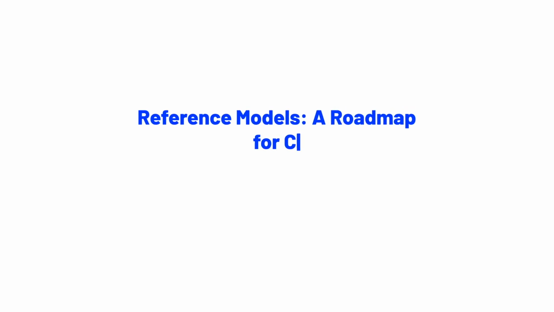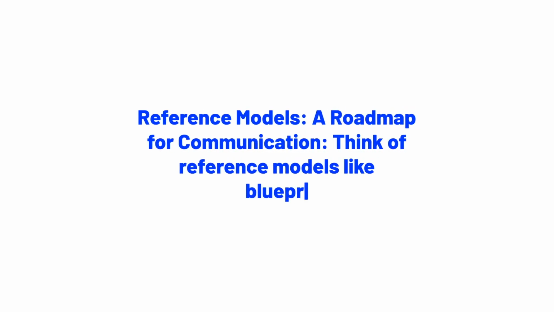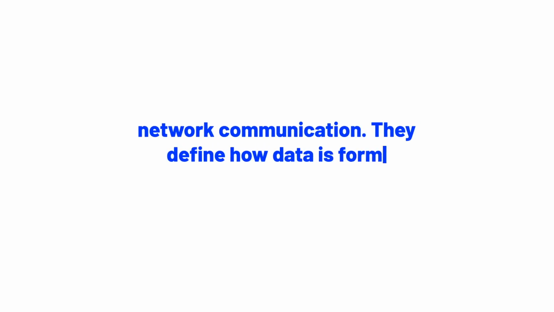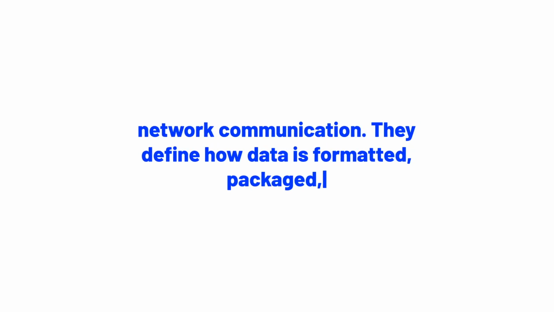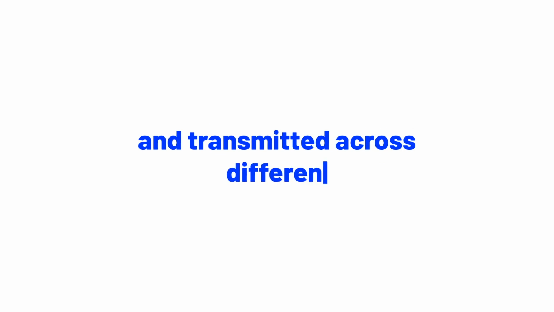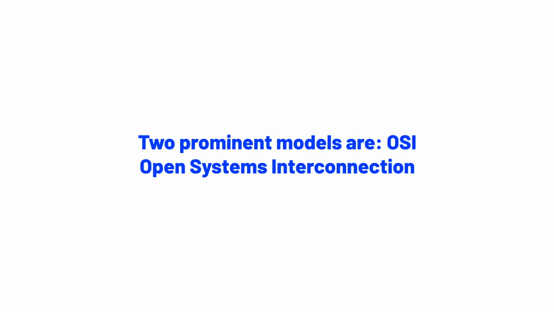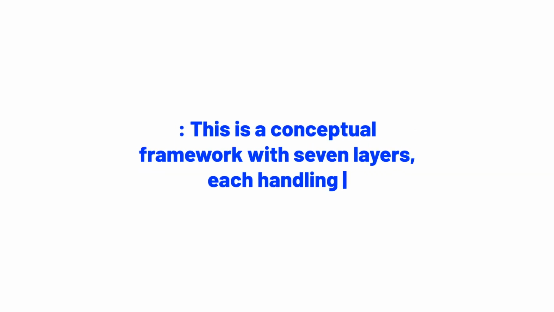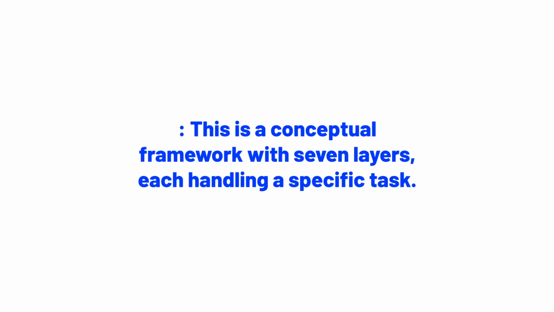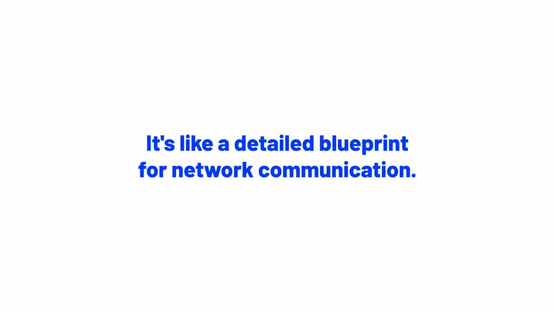Reference models, a roadmap for communication. Think of reference models like blueprints for network communication. They define how data is formatted, packaged, and transmitted across different devices. Two prominent models are OSI, Open Systems Interconnection. This is a conceptual framework with 7 layers, each handling a specific task. It's like a detailed blueprint for network communication.